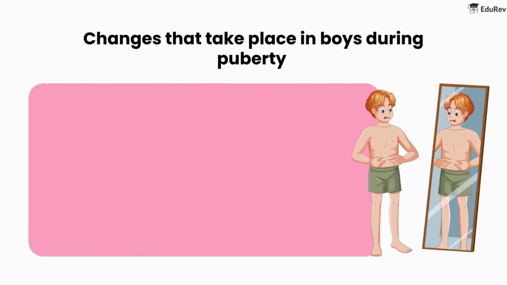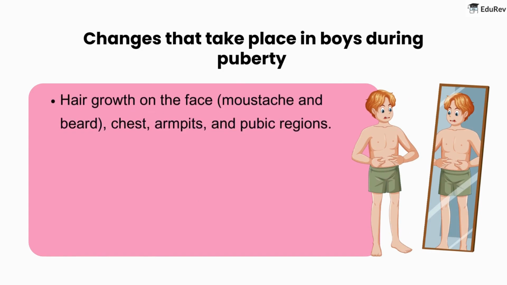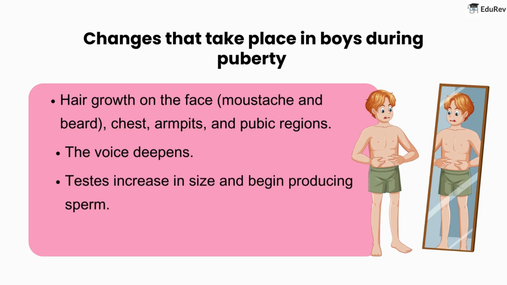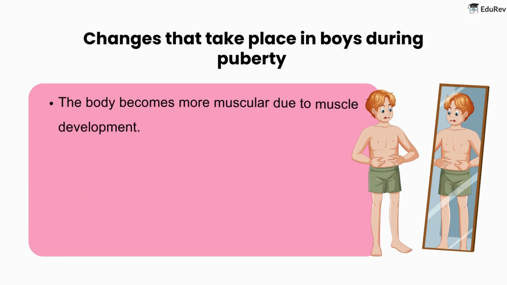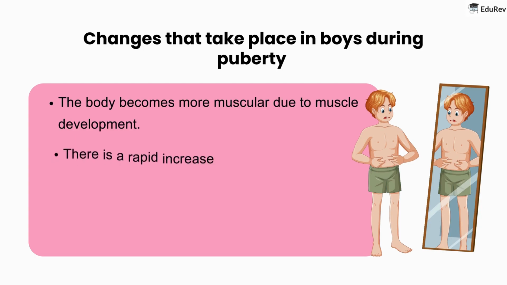Changes that take place in boys during puberty: Hair growth on the face, mustache and beard, chest, armpits, and pubic regions. The voice deepens. Testes increase in size and begin producing sperm. The chest and shoulders broaden. The body becomes more muscular due to muscle development. There is a rapid increase in height.